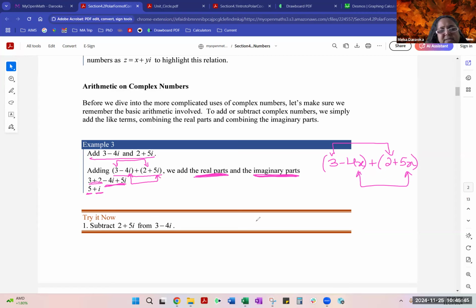This one is talking about subtracting 2 plus 5i from 3 minus 4i. So take a minute and let me see what your answers come out to be. And make sure when you're writing your answer, you put the real part first and then the imaginary part. I'm seeing a couple answers come through. I'll give you just another few seconds, and let's see what your answers come out to be.